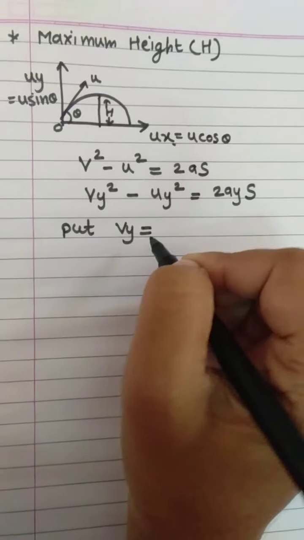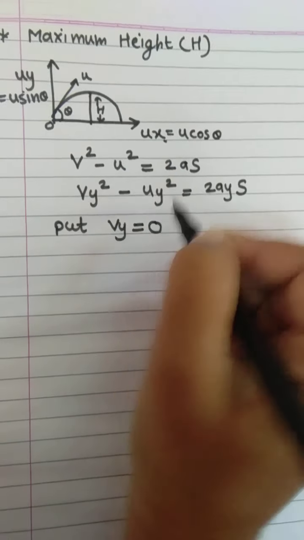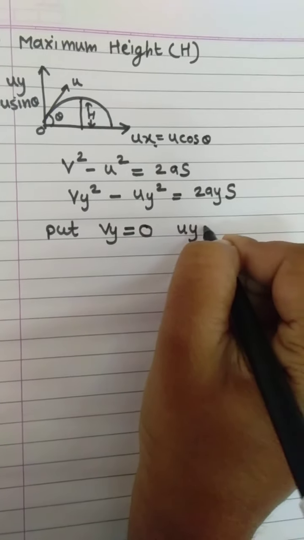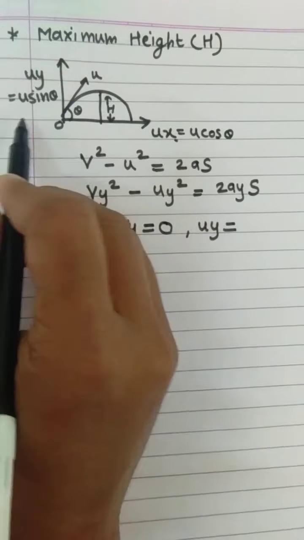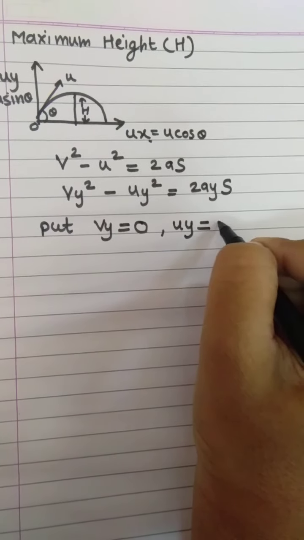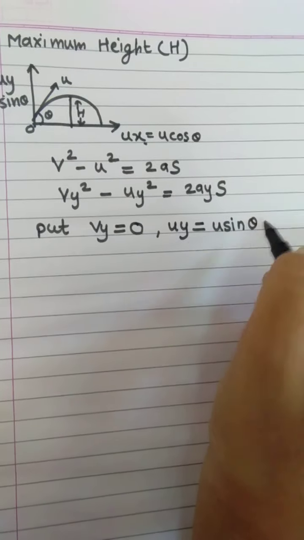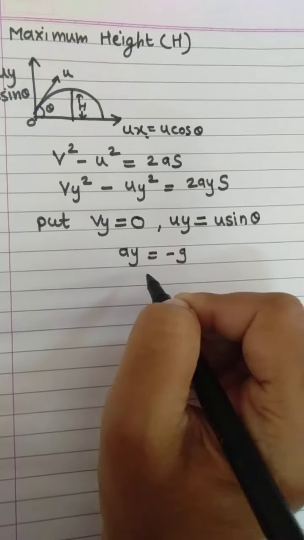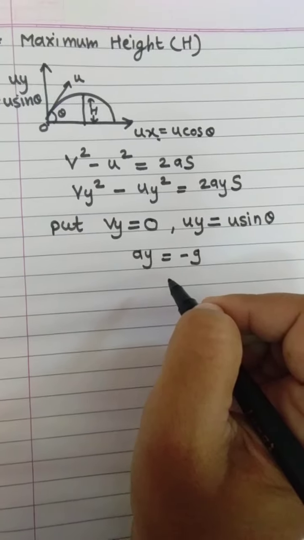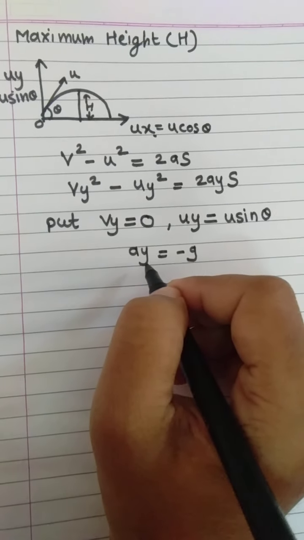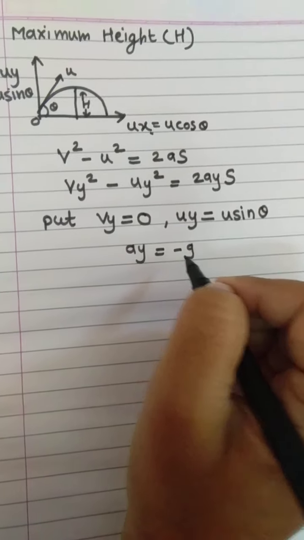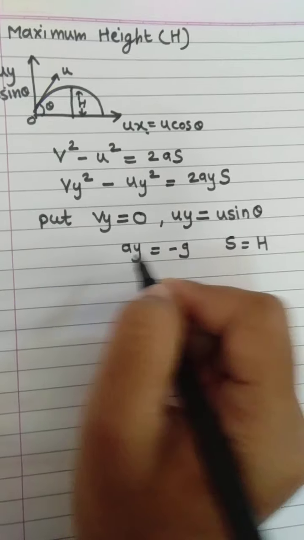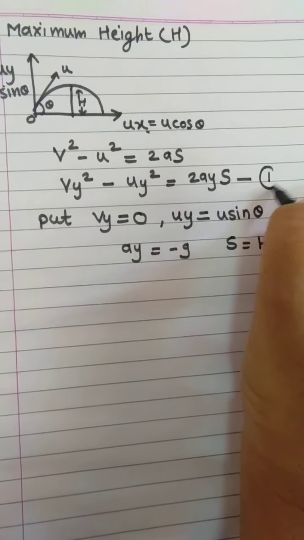Velocity along the y-axis, that is the final velocity, is 0. You will observe here the final velocity is 0. Uy, we already considered as the vertical component, that is u sin theta, so I will put u sin theta. Ay is equal to minus g, which we already learned in the equation of path of projectile. We have to put ax as 0 and here ay is minus g because it is in the downward direction. Instead of s we have to put H. So we will put all these values in equation number 1.